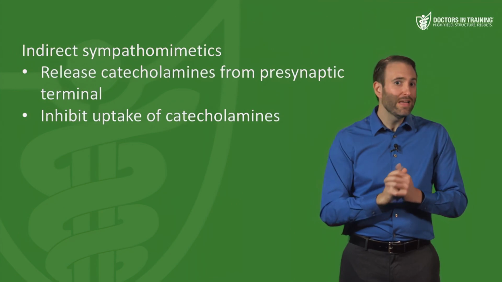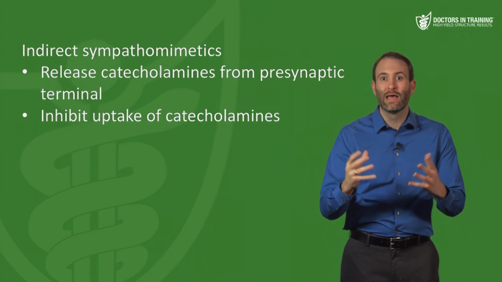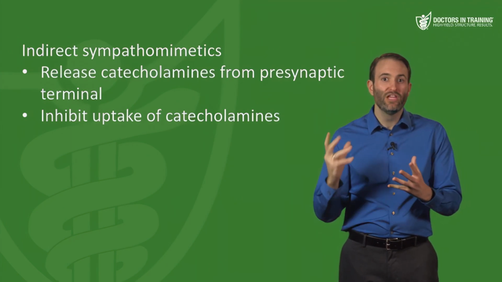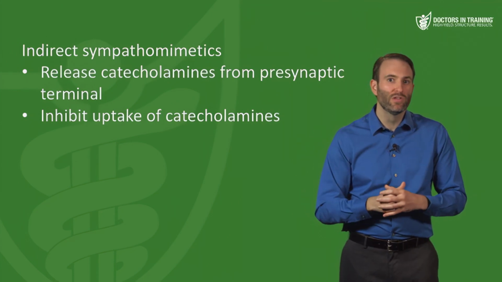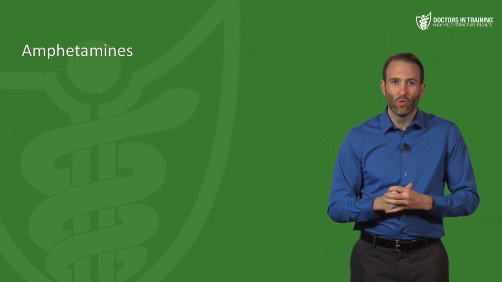So these meds aren't interacting with the receptors on the effector organs like what we just saw with our direct agonists. They are just increasing the released norepinephrine and dopamine, and then those neurotransmitters will then bind to the receptors more, causing a lot more of the stimulation that we want to see. So what are examples of this?